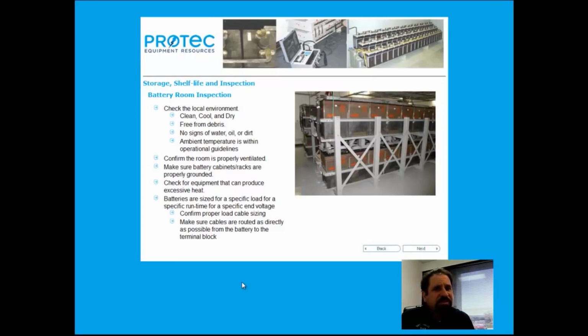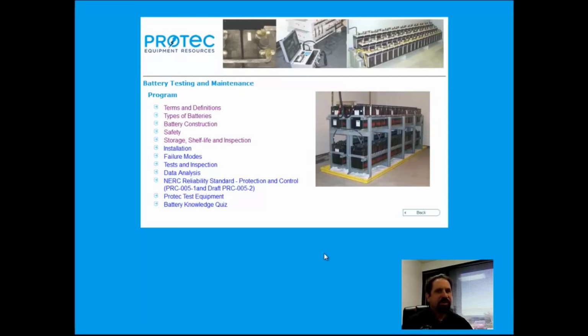Batteries are sized for a specific load, for a specific runtime, for a specific end voltage. Confirm proper load cable sizing. Will they be able to handle the delivered current? Make sure cables are routed as directly as possible from the battery to the terminal blocks. And that concludes our storage, shelf life, and inspection.